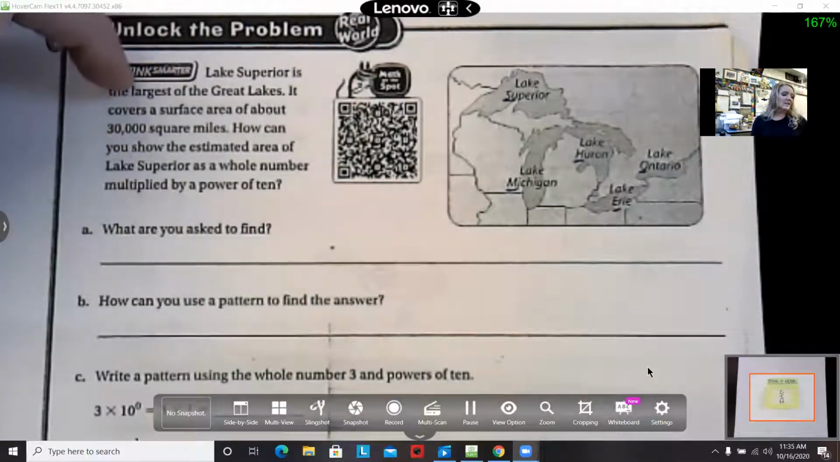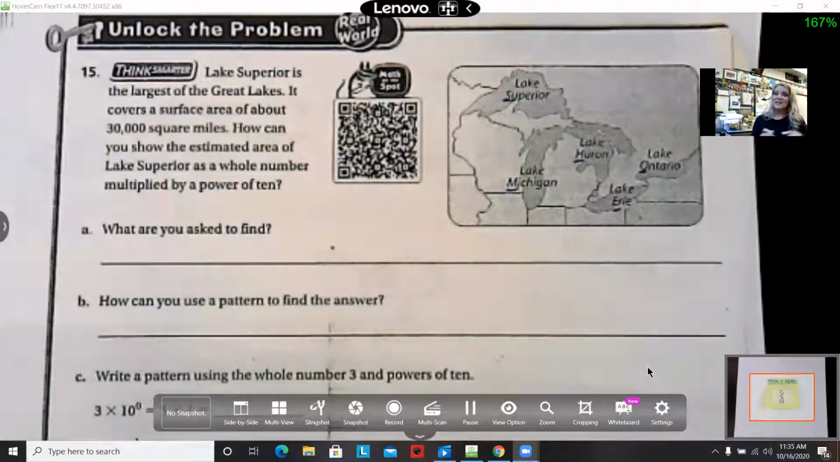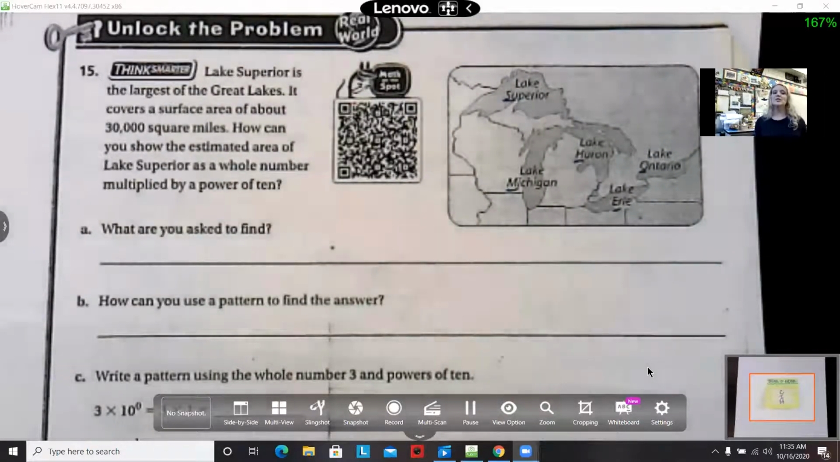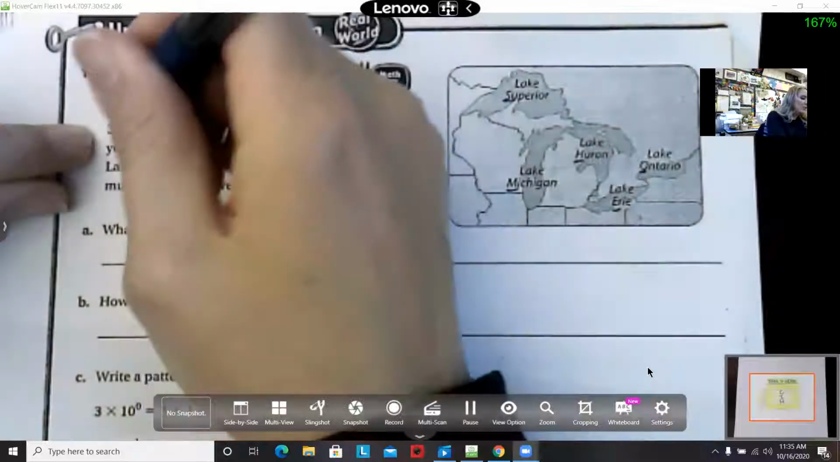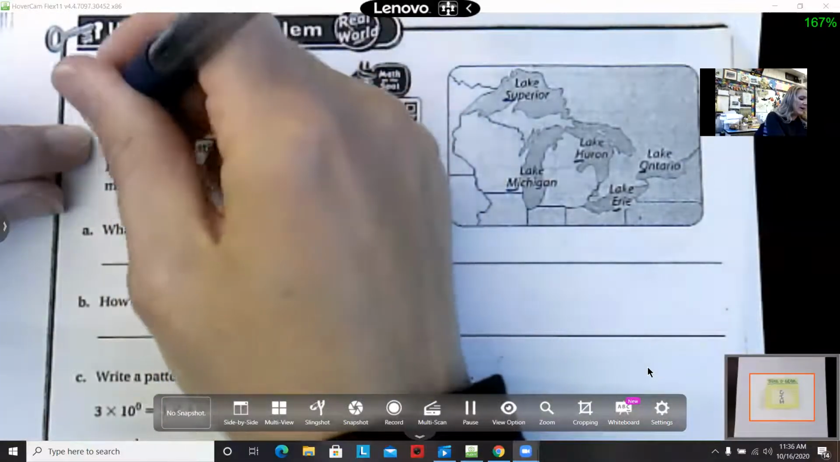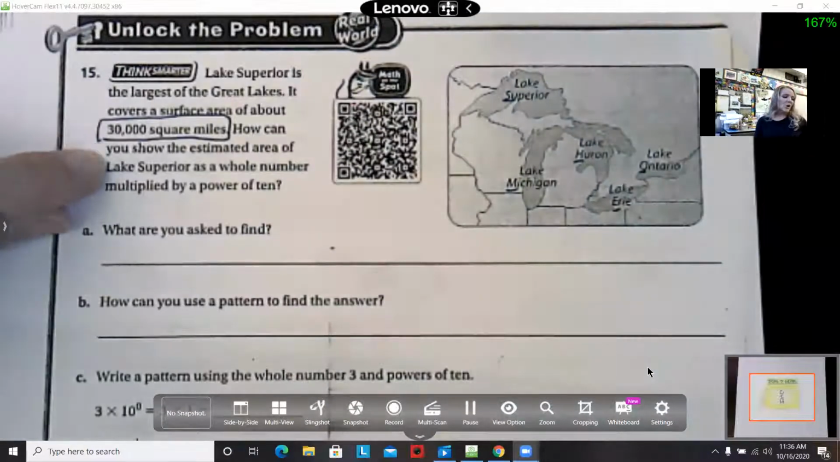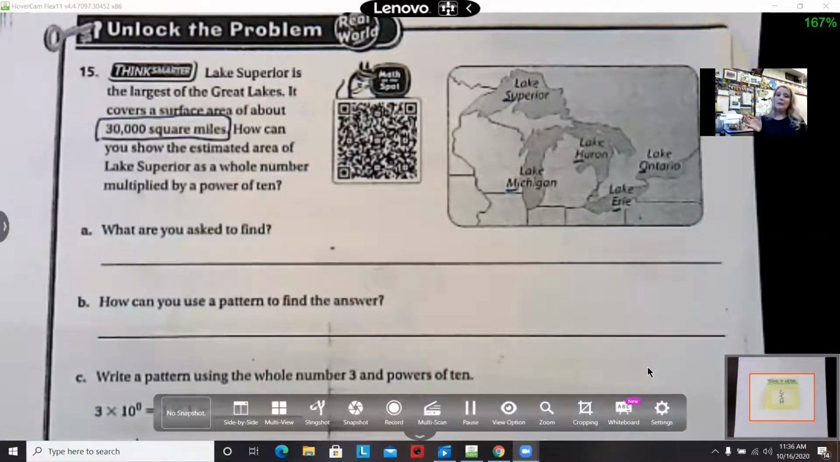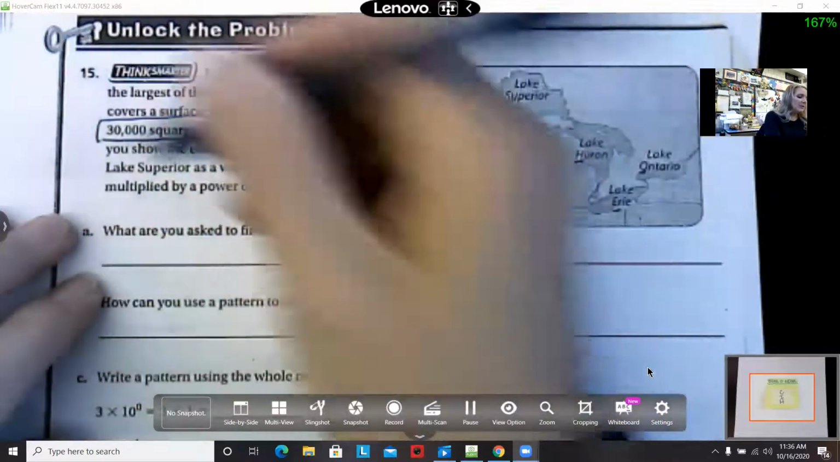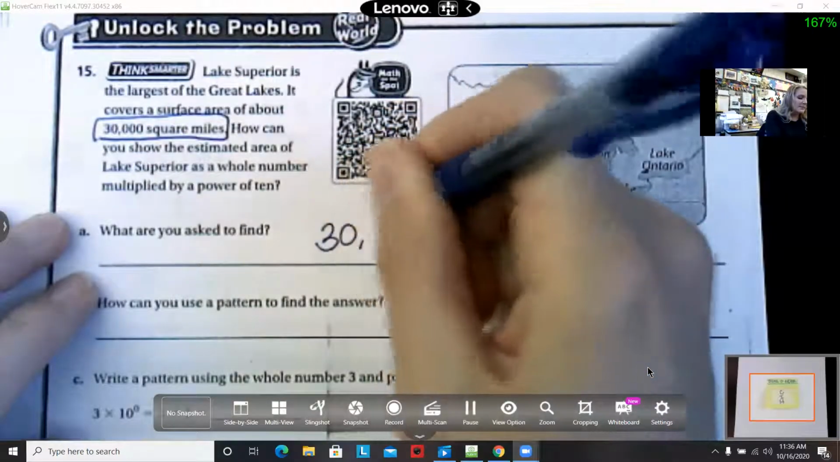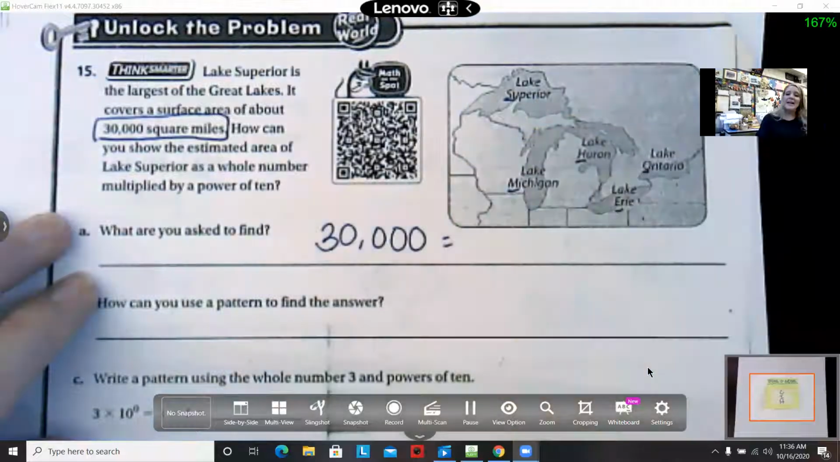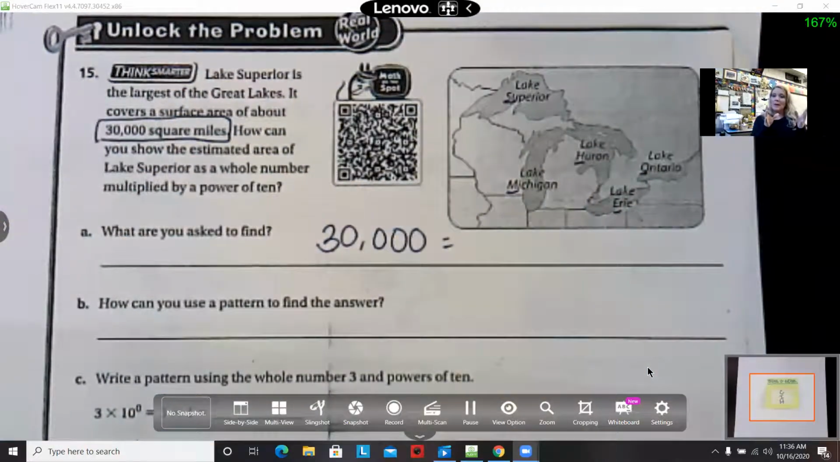Lake Superior is the largest of the Great Lakes. Think of superior, it's super, it's the greatest. It covers a surface area of about 30,000 square miles. How can you show the estimated area of Lake Superior as a whole number multiplied by a power of 10? Let's just solve that without doing every little step at the bottom. How can I write 30,000 as a whole number multiplied by a power of 10?